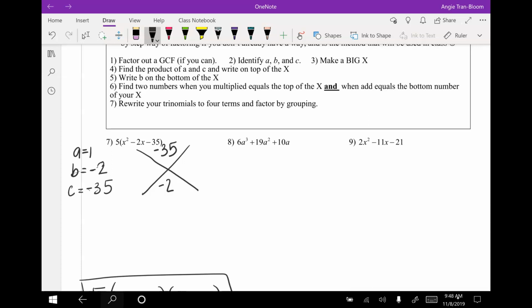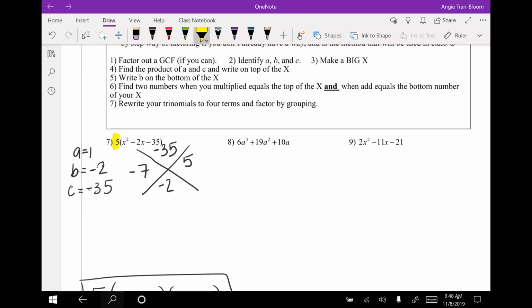Negative 5 times 7. So what you guys are doing is really finding all the factors of 35. So the factors of 35 are what? 1 and 35. When I add those, is it ever going to give you negative 2? No. The next one will be what? 5 and 7, and those are them. Okay. So we need to have 5 and 7. But I need to multiply to give me negative 35, and add to negative 2. Negative 7. Okay. So this is the part where we need to rewrite it as 4 terms.